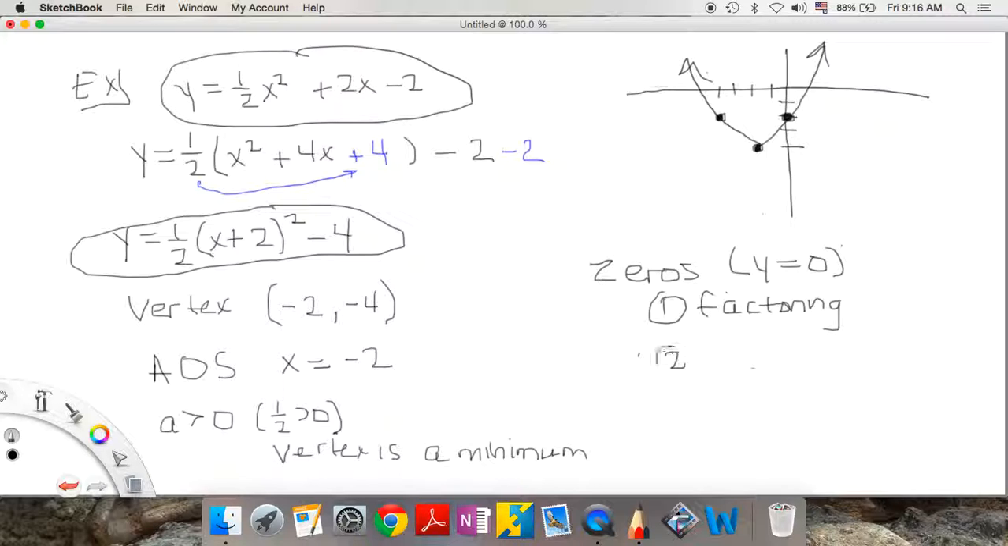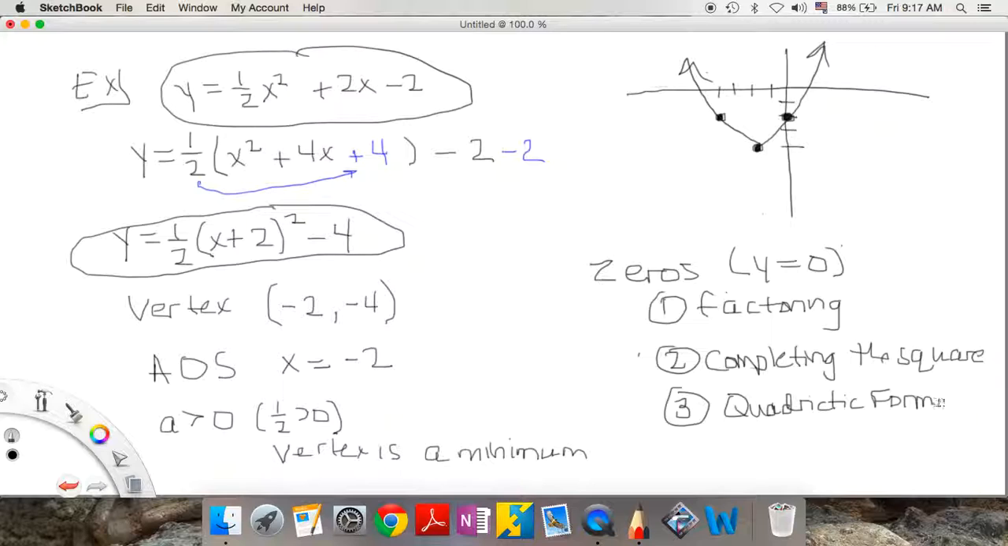We can solve it by completing the square, and we can solve it by the quadratic formula. Those are our ways to solve that equation. So if we want to know what the zeros are, where do we cross the axis? Here and here. These are the zeros.